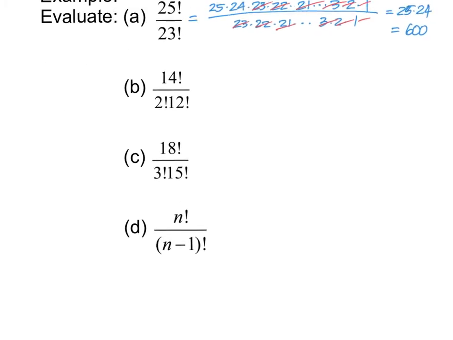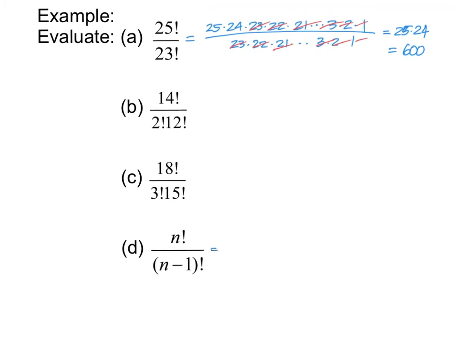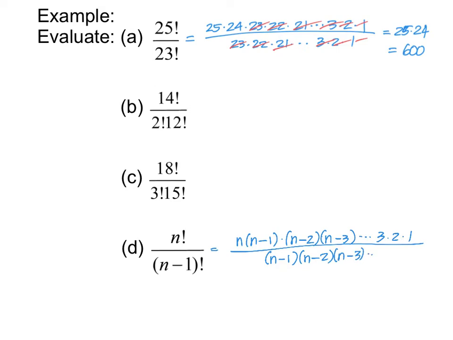All right, I'm going to go straight to D. Part D, n factorial is n times n minus 1 times n minus 2 times n minus 3 all the way down to 3, 2, 1. And n minus 1 factorial is n minus 1 times n minus 2 times n minus 3 all the way down to 3 times 2 times 1. As you can see, everything cancels but n.